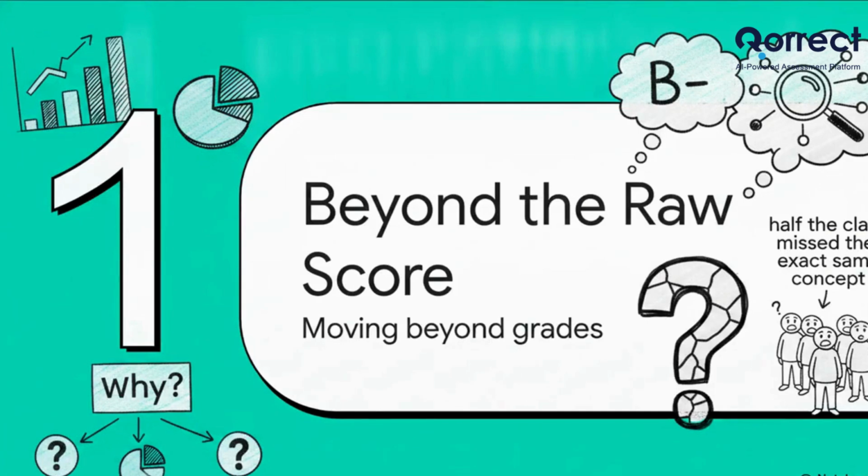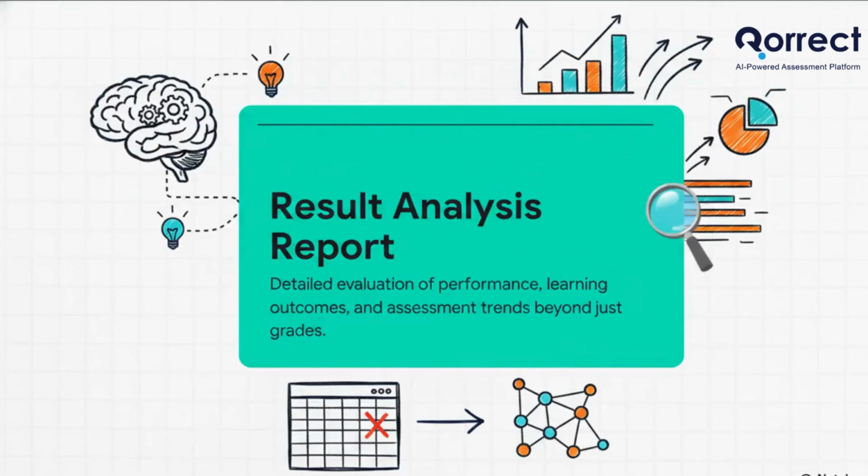All right, Section 1, Beyond the Raw Score. Let's just get right into it. You see, the fundamental problem we face in education right now is that we rely way too heavily on the final letter grade. Right? I mean, a B- tells you a student passed, sure, but it doesn't tell you why they missed the mark. Or worse, if half your class just completely missed the exact same concept. And that brings us to the main tool we're looking at today, the Exam Result Analysis Report.